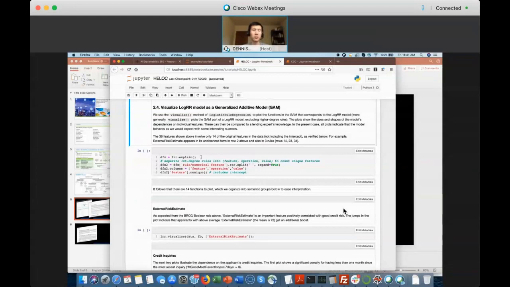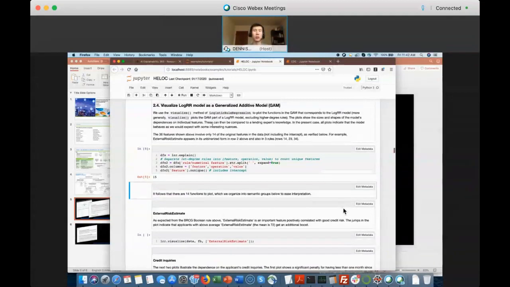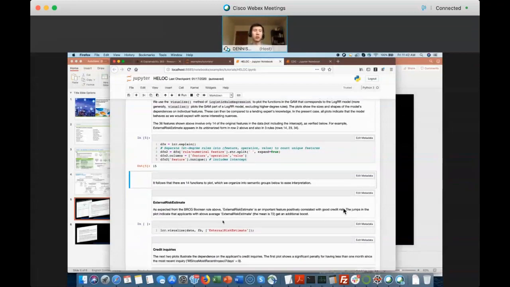So, as I said, we can use plots to help visualize the model. What these plots show are the dependencies of the model on each of these 14 original features that were contained in that table of 36. And the model as a whole, because it's linear, because it's additive, is just going to be the sum of these one-dimensional plots that I'm going to show you.